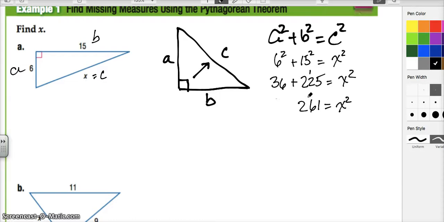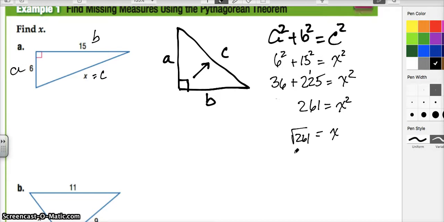So it would have been true if we got 361, but we didn't, because 19 squared is 361. Sorry, chapelitos. So for me, I'm going to actually have to take the square root of it. I can leave it as the square root of 261 like this. There is no perfect square.